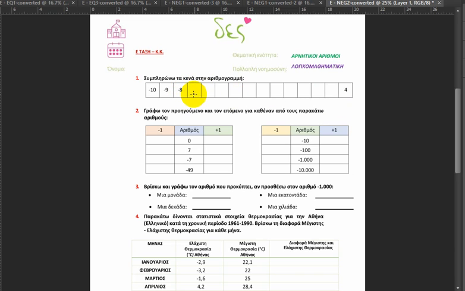So let's see, minus 10, minus 9, minus 8. Then we would have minus 7, minus 6, minus 5, minus 4, minus 3, minus 2, minus 1. Then we have 0. Then we have 1, 2, and 3.